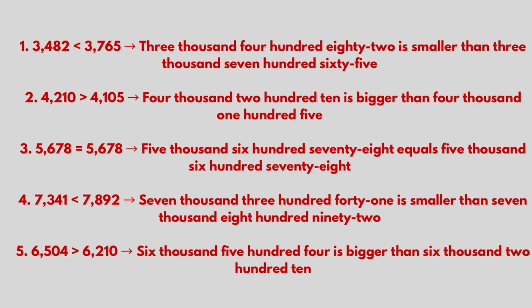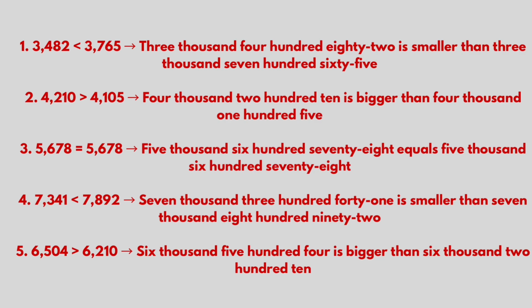We will check the first digits of both the numbers. 3, 3, both same. Okay, no need. Move to the next digit, 4 and 7. So 4 is less than 7, right? So this number is automatically less than the second number. 3482, 3765. This number is less than the other one. 3482 is less than 3765. Like this, we can check all the numbers, even the bigger numbers also. You need not worry. Okay.